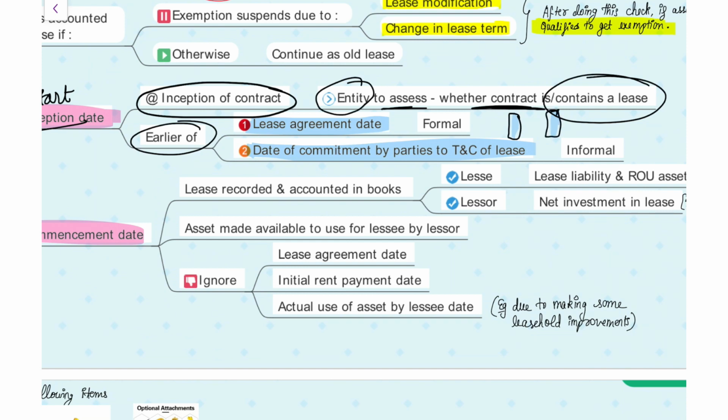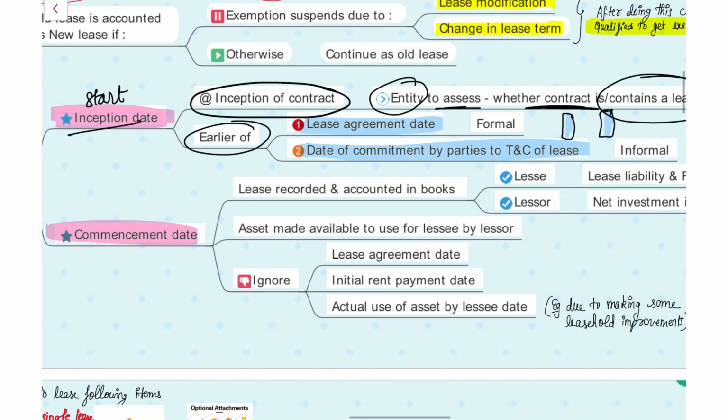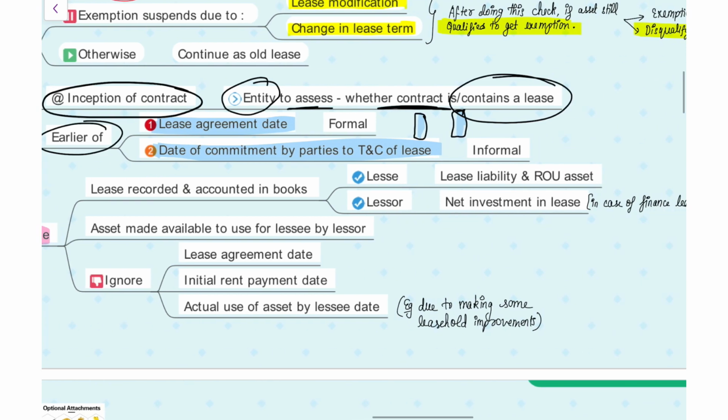Suppose they have come today, they have discussed whatever they had to discuss, they drafted an agreement, both parties signed that agreement and they have made a lease agreement. So if formally something like that has happened on a particular day, then that date will be known as your lease agreement date. Okay, so either that or the earlier of.